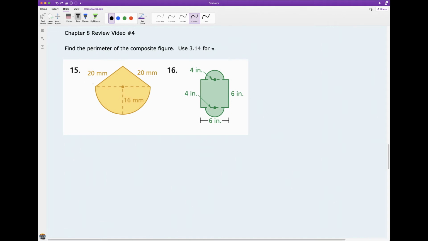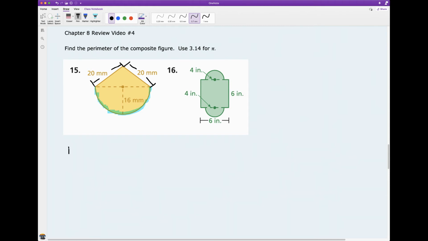For problem 15, I already know how far it is from there to there. It's 20 millimeters. And I already know how far it is from here to here. That is also 20 millimeters. What I don't know is how far it is around the curved part of this figure, which is basically half of a circle. So what I need to find is the circumference of a circle and then take half of it. And that would give me this distance.